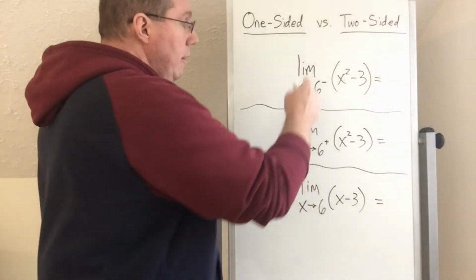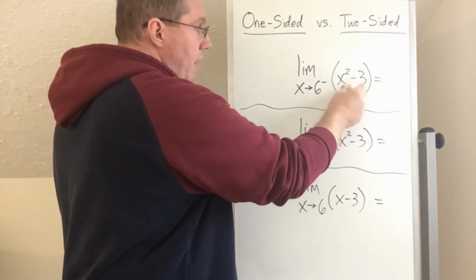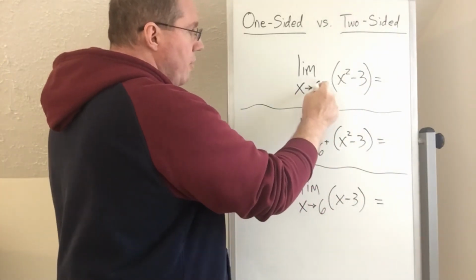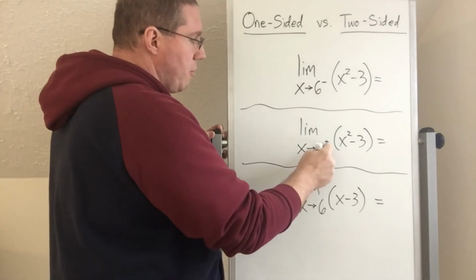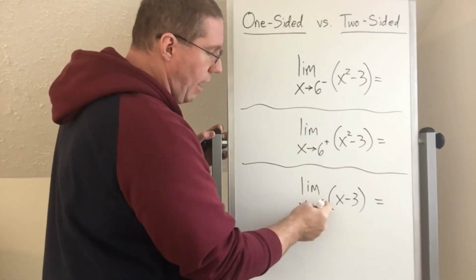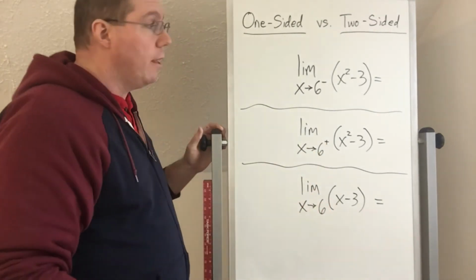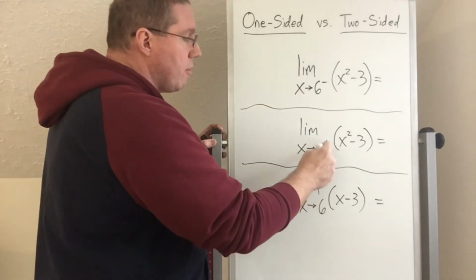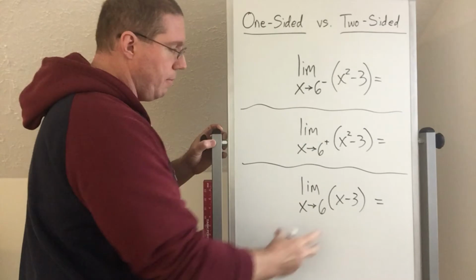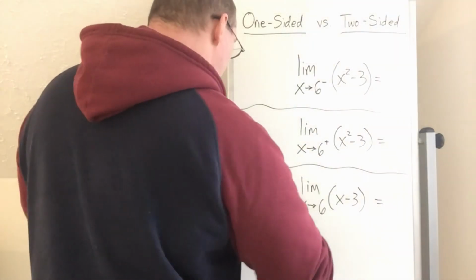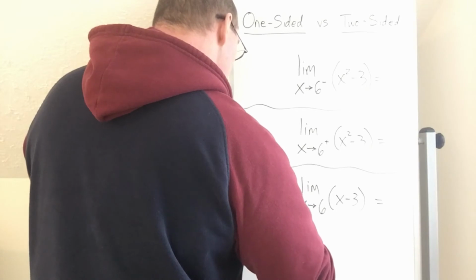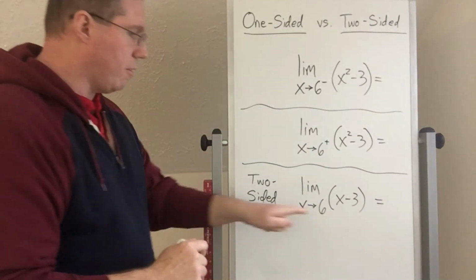They all say limit as x approaches 6 of x squared minus 3, okay? But notice that this one has the superscript of a negative, this one has the superscript of a positive, and this one doesn't have a superscript at all. Therefore, this is a one-sided limit, this is also a one-sided limit, and this one right here is a two-sided limit, okay? This is a two-sided limit.